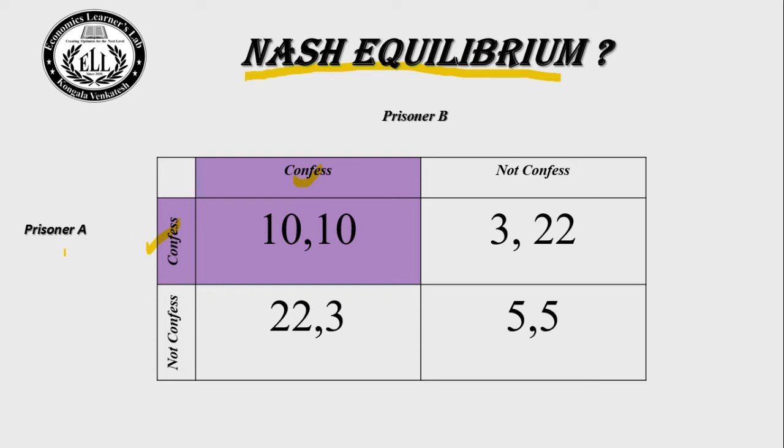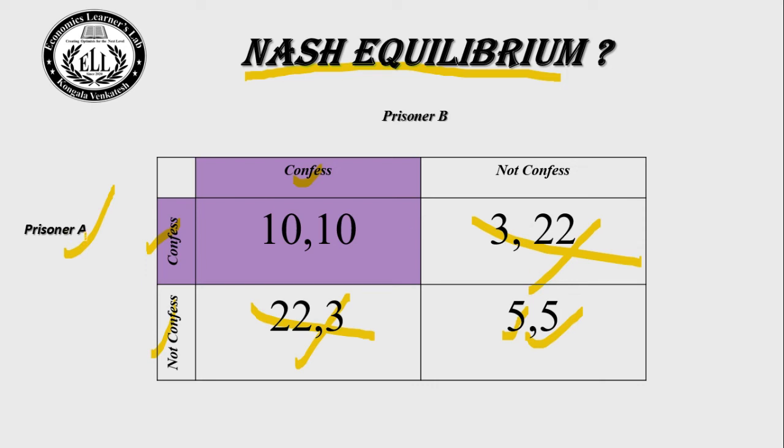Let us see if prisoner A deviates from the dominant strategy, that is confess. If he goes to not confess, that is 22 years of jail punishment, then he is in a loss situation. If prisoner B deviates from the dominant strategy, then he will get 22 years of jail punishment. So these two are not a Nash equilibrium. If prisoner A goes to not confess and prisoner B also does not confess, then both will get 5 years of jail punishment.